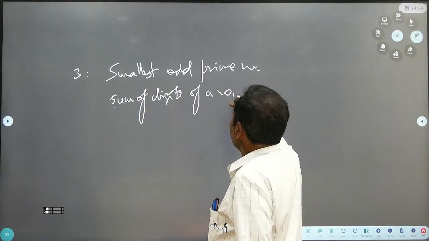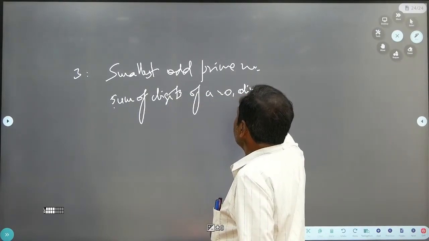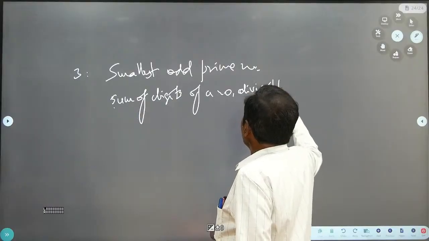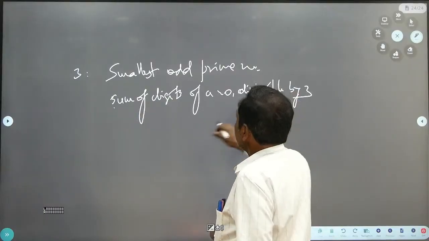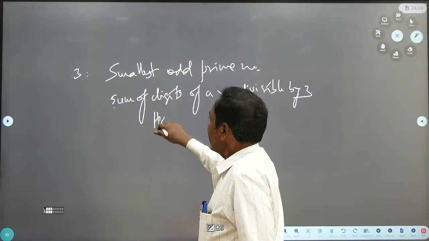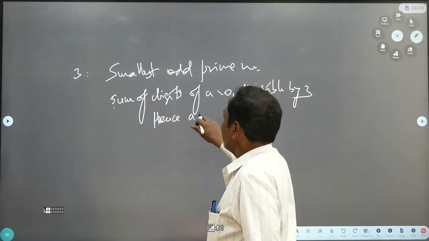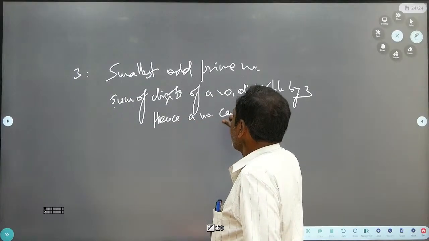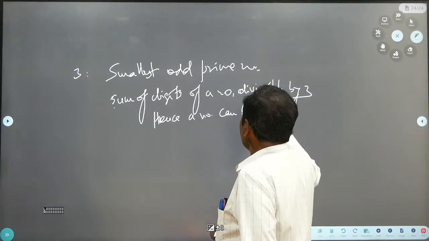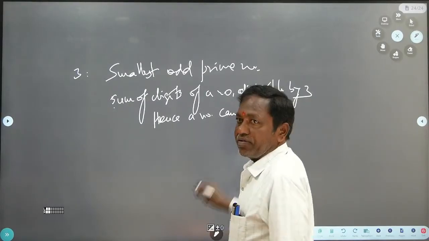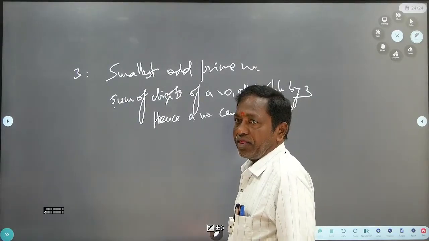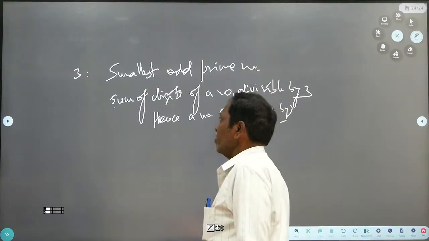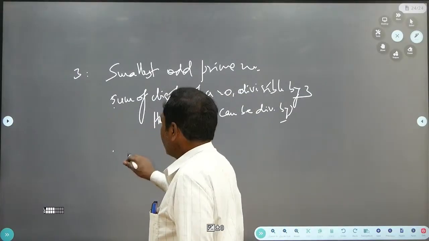Is it a multiple of 3? No, divisible by 3. Hence, a number can be divisible by 3. So that is why you should put multiple of 3, sir. Then the next line will be divisible by 3. Okay, you can put one more like that.